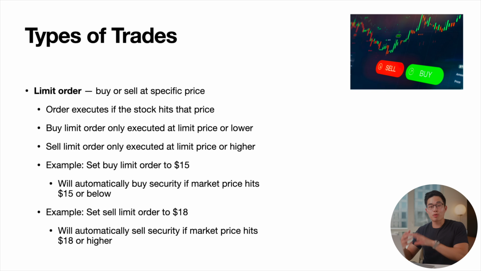So the easiest order that you guys can do is going to be a market order because it guarantees that you buy the stock. Whereas if you want to get a little bit more complex, you can do a limit order to guarantee the price that you're paying.